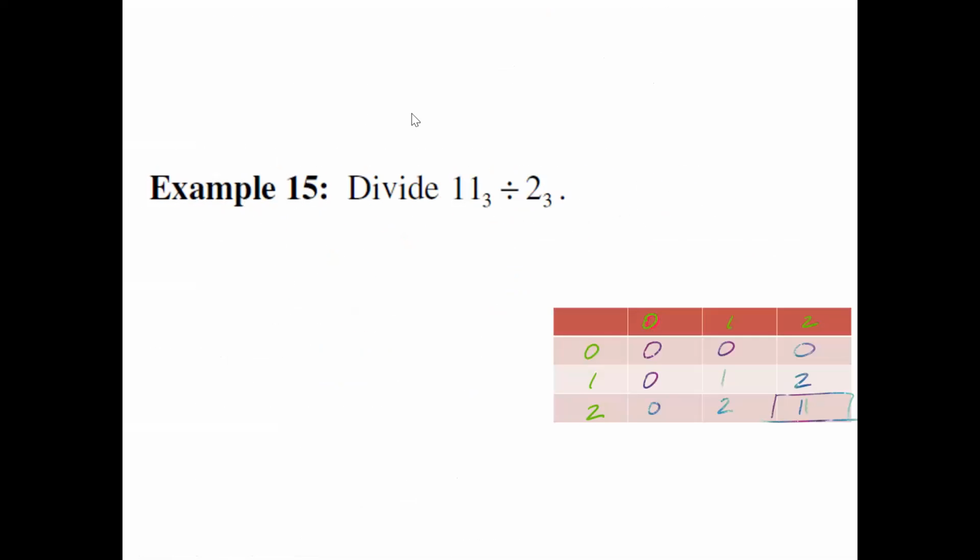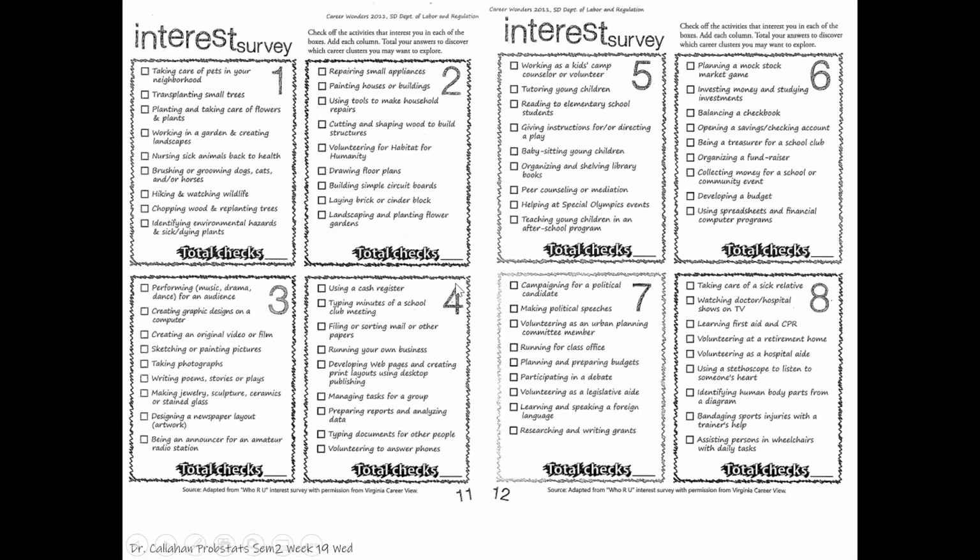Okay, so question number 15. 11 base 3 divided by 2 base 3. Well, looking at here, there's 11. That's a 2 and a 2. So your answer is just 2 base 3, because 11 subtracts and gets you 0. All right, you guys, that's basically it for that.